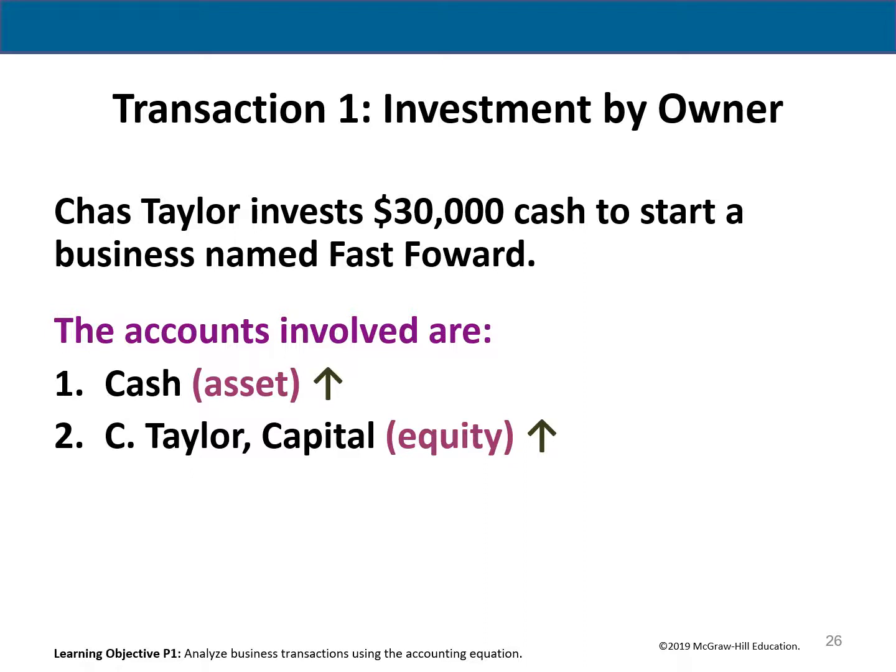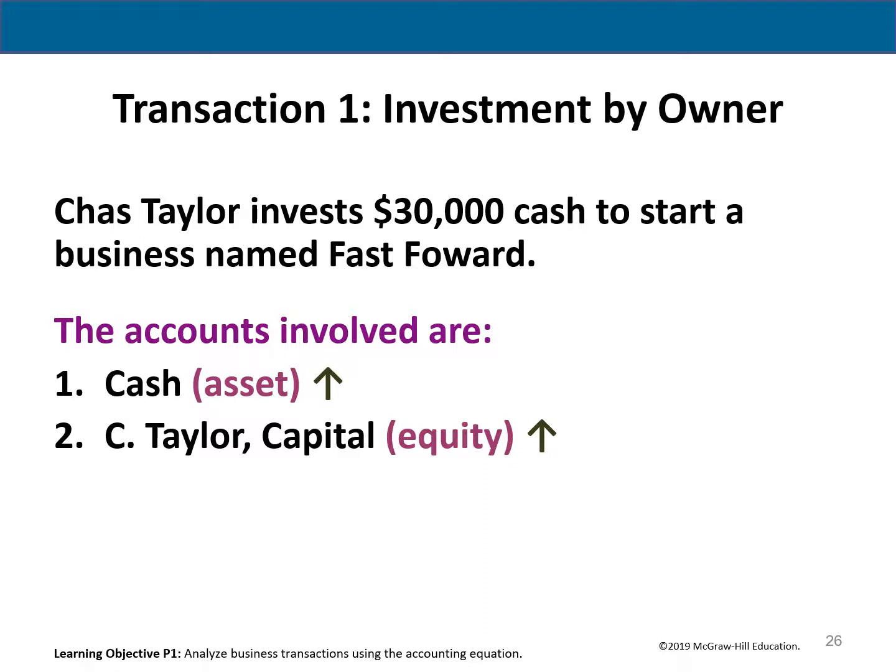So what we're looking at here is what was affected by this transaction. Well, cash was affected, which is an asset, and it's increasing because there's more money coming in to the company. What else was affected by this transaction? Well, think about what this money is. It's an investment by the owner. So over in the equity side of our equation, in the capital column, we would increase the equity C. Taylor capital by $30,000.